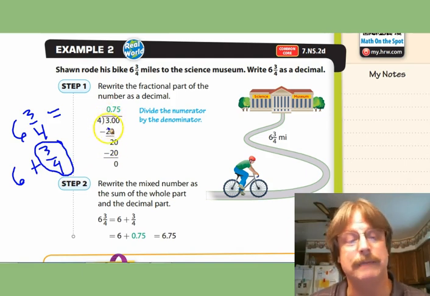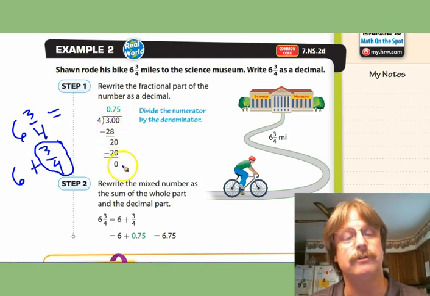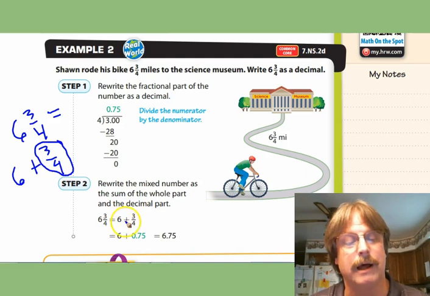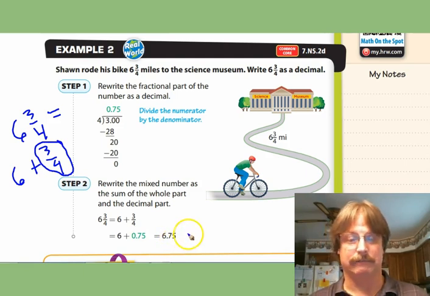They're going through the same steps. 4 is the denominator, 3 is the numerator. 4 does not go into 3, 0 times. 4 goes into 30, 7 times, so that's 28. Go through the steps, and then you just recombine them, or you re-add them together. So 6 plus 0.75 is 6.75.